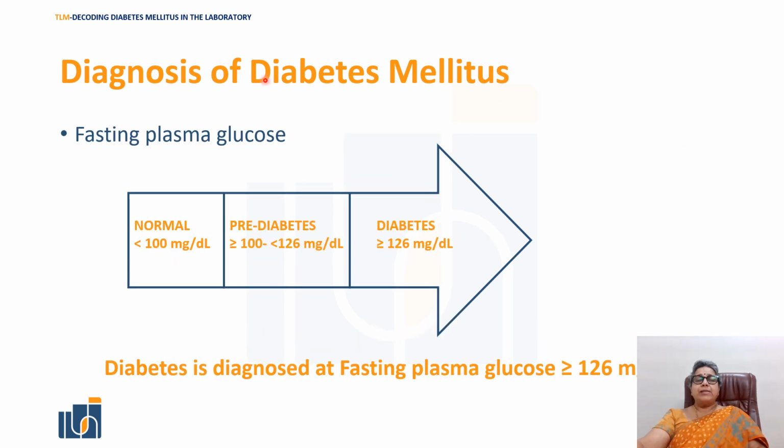Now let's move on to fasting plasma glucose. It's not lost its sheen as yet. Still we are using it. So the normal fasting glucose is less than 100 milligrams per deciliter. If you have between 100 and 126 milligrams, you're called a pre-diabetic. This corresponds to an HbA1c of 5.7 to 6.4. Similarly, it is greater than 100 to less than 126. And if your fasting plasma glucose is greater than or equal to 126, you can diagnose diabetes. So diabetes is diagnosed at a fasting plasma glucose greater than or equal to 126 milligrams per deciliter.